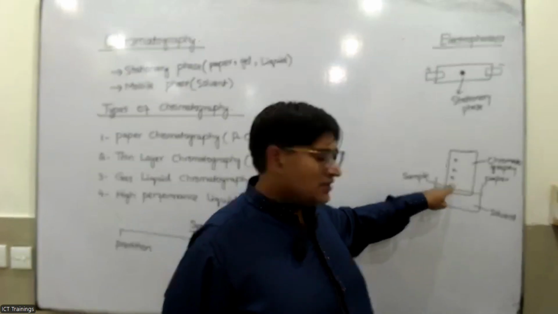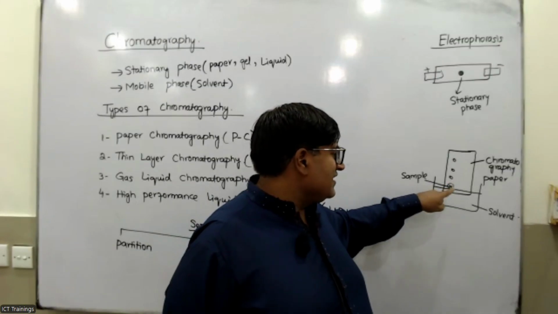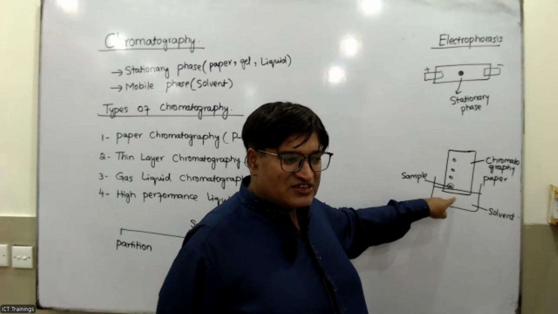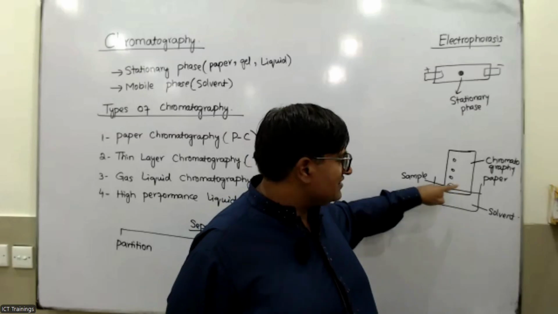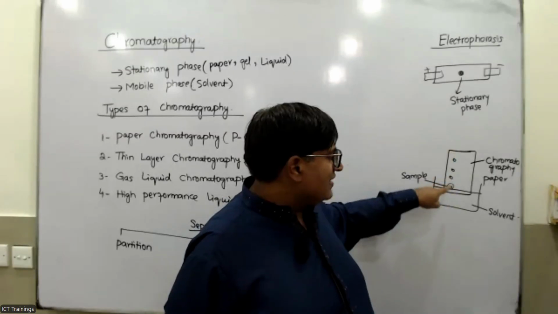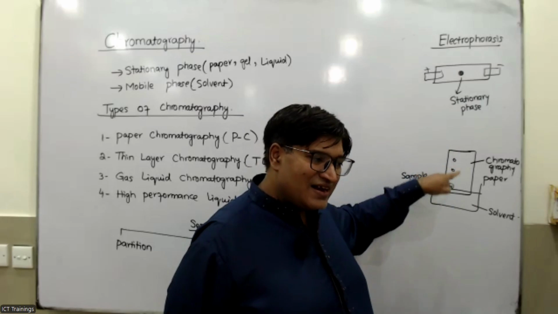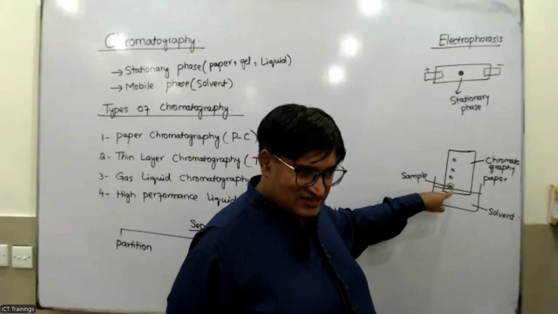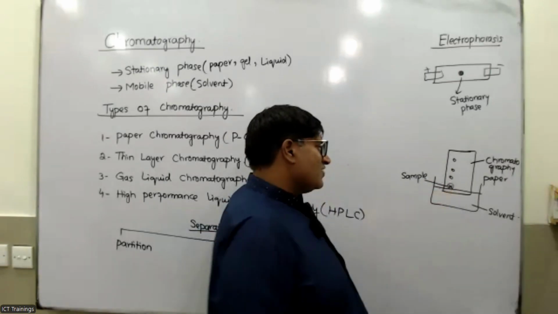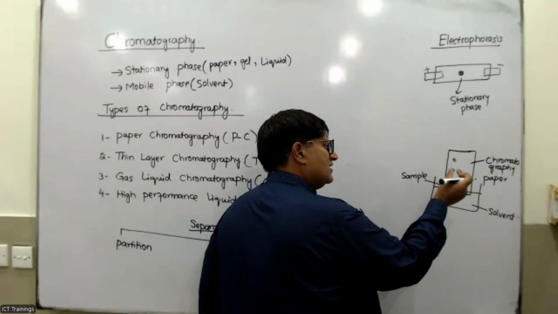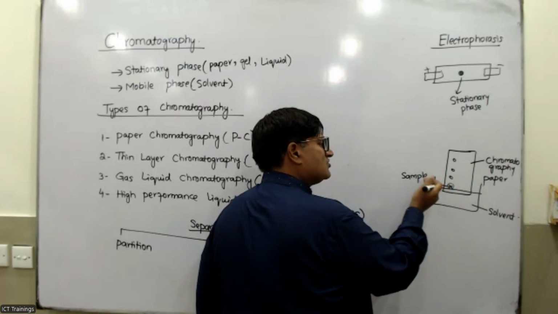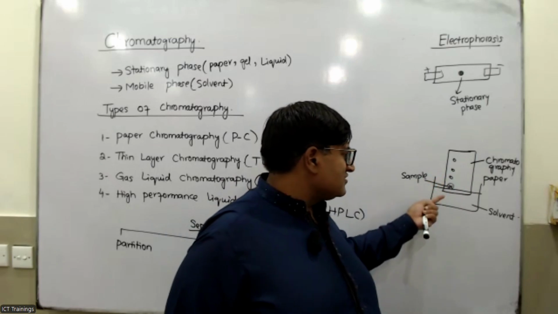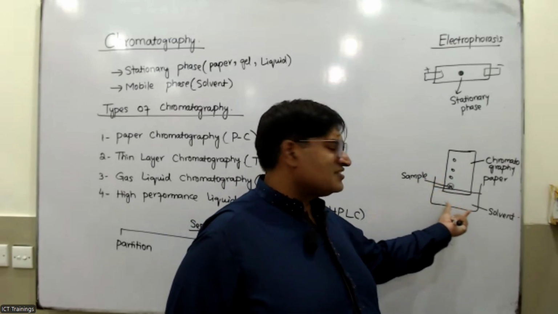So this is the sample. इस sample के different parts की solvent के अंदर कितनी solubility है, which are more soluble in the solvent, they will travel more. And those parts of the sample which are less soluble in the solvent, they will travel less. Okay, so in this way, the different parts of the sample, they separate on the basis of their forces of attraction with the solvent.